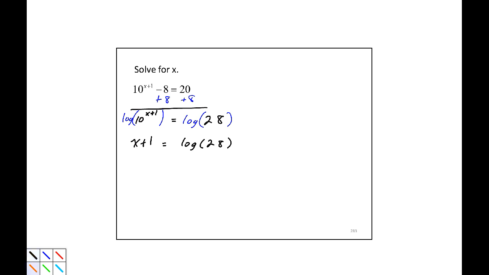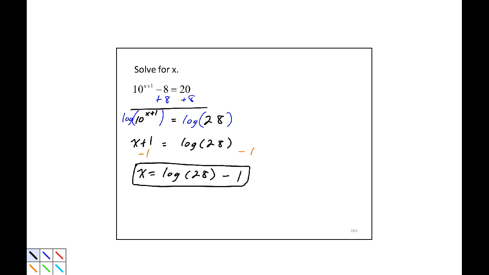Now we'll subtract 1 from both sides. Now I cannot subtract 1 from the expression inside, that is our argument inside of our logarithm. So this becomes x equals log of 28, and I'm going to close my parentheses there, minus 1. And that is my exact value.